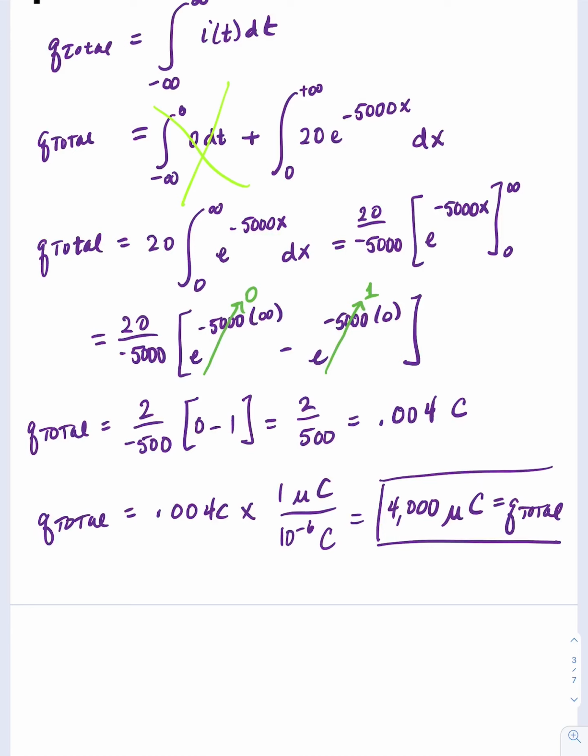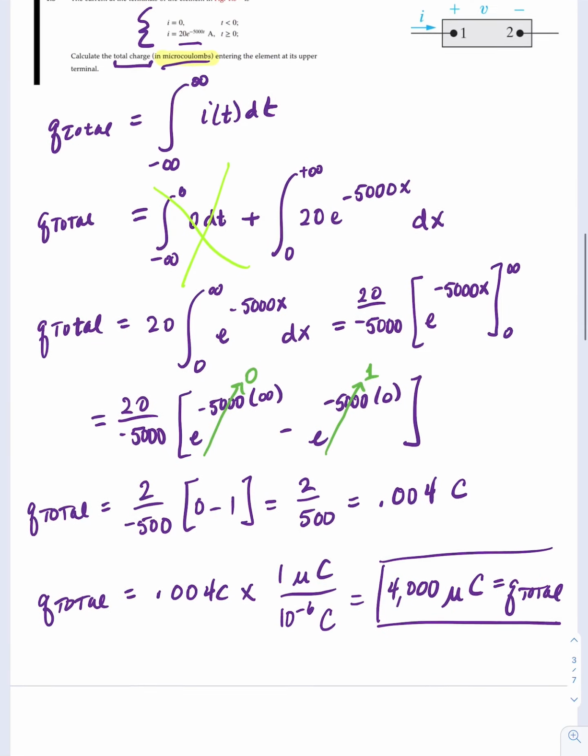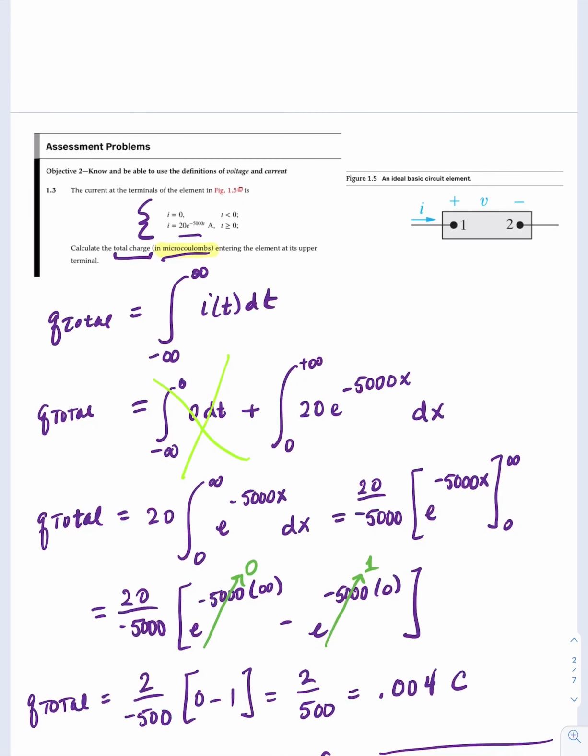And there we have the total charge accumulated over this terminal over all time. Or I should say not accumulated, but entering. So it's coming into that and it's exiting here.